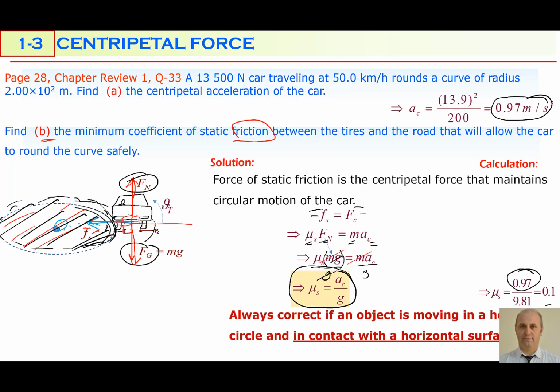As I said, this equation is always correct if an object is moving in a horizontal circle in contact with a horizontal surface. So if a car is making a turn on a horizontal surface, or a bicycle or a bike making a turn on a horizontal surface, always mu s is equal to ac divided by g, centripetal acceleration divided by free fall acceleration. In some problems, we can use this equation directly for calculating mu s.